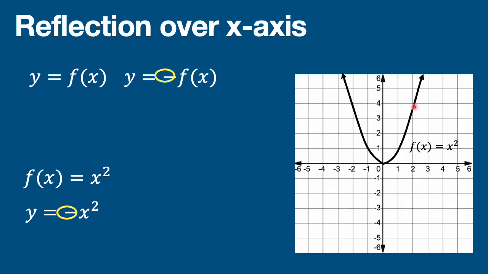The y value is 4. Change the sign of y: 2 and negative 4. 2 and negative 4 is right there. 0 and 0 is 0 and 0. Negative 2 and 4, change the sign of the y value: negative 2 and negative 4. You're going to plot the three points: negative 2, negative 4, 0 and 0, 2 and negative 4. That's how you sketch y equals negative x squared. So flip over the x-axis when you see a negative sign outside of f of x.